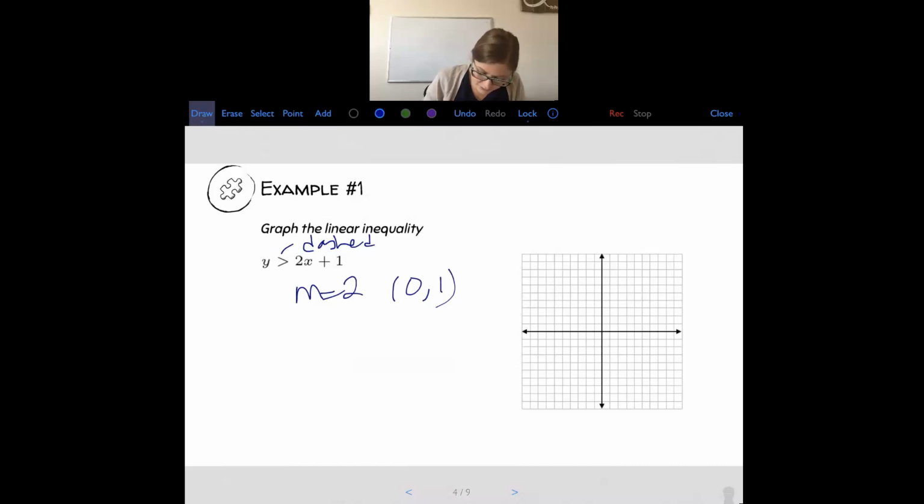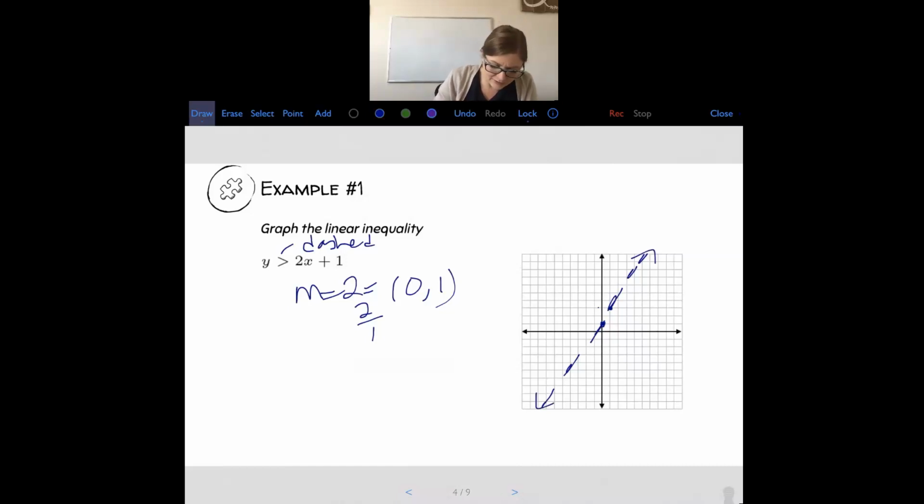So we start at 0, 1, and then we use our slope to get the next point. Since our slope is positive, you could also write this as 2 over 1. We go up 2 over 1, okay? And our line is dashed, so I'm going to make it dashed. Another thing you could do is draw it on your paper, and then if you're using pencil, erase certain parts of it to make it a dashed line.